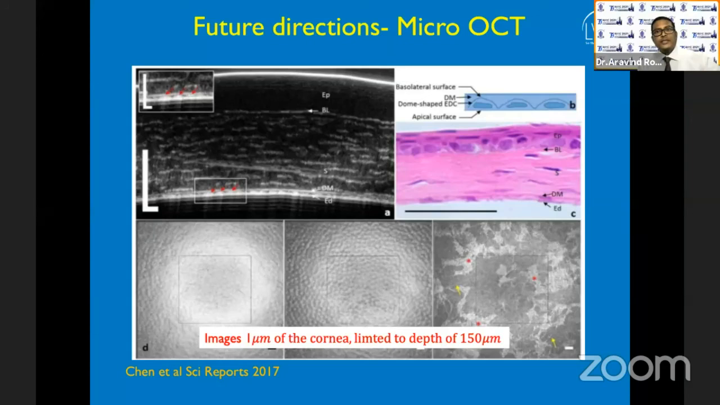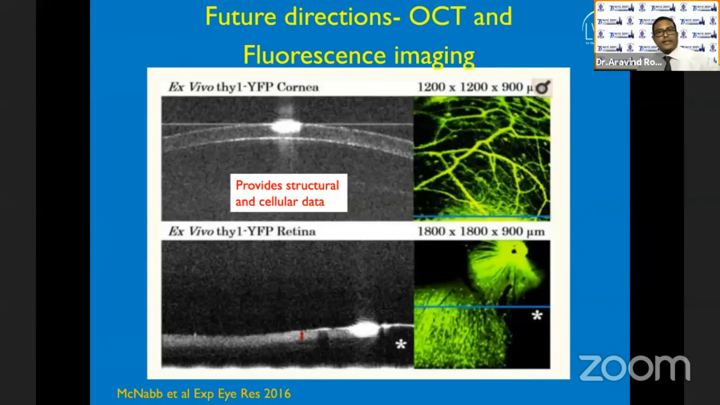The future of OCT is to have a micro OCT where cellular level scanning can be performed. However, it is limited to a depth of 150 microns. Next level imaging includes fluorescein imaging so that structural and cellular data can be simultaneously obtained.